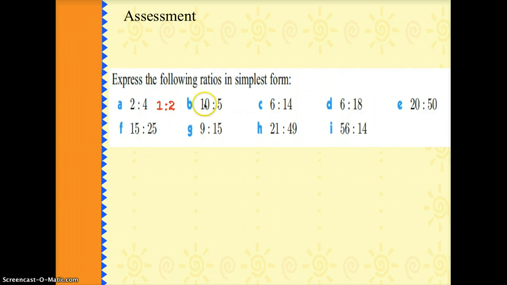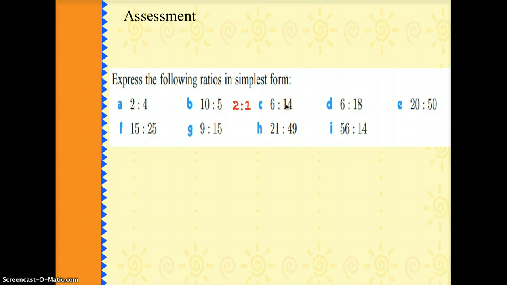For letter B, 10 is to 5. What could be the biggest number that you can divide to both numbers? And the greatest common factor for both numbers is 5. So 10 divided by 5 is 2. And 5 divided by 5 is 1. So that should be 2 to 1. Okay, now check your answer.